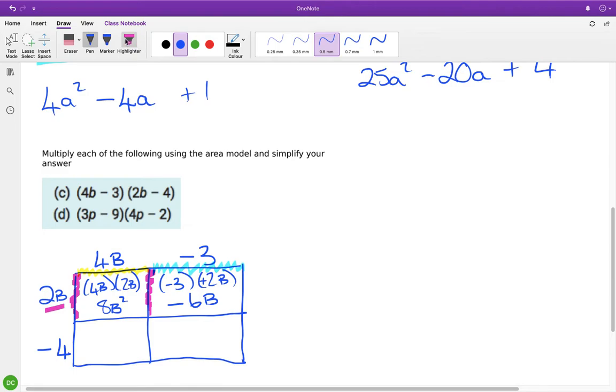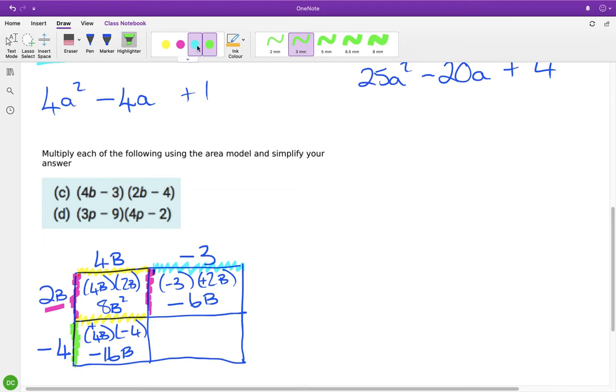Okay, and down here we have a new side. Actually we don't, sorry. The top of this one is the same as the 4b, so the top of this one is 4b. The side is new. The side here is minus 4. So the top was 4b and the side was minus 4. So this is plus, this is minus, so that makes minus. 4 times 4 is 16, and then a single b.